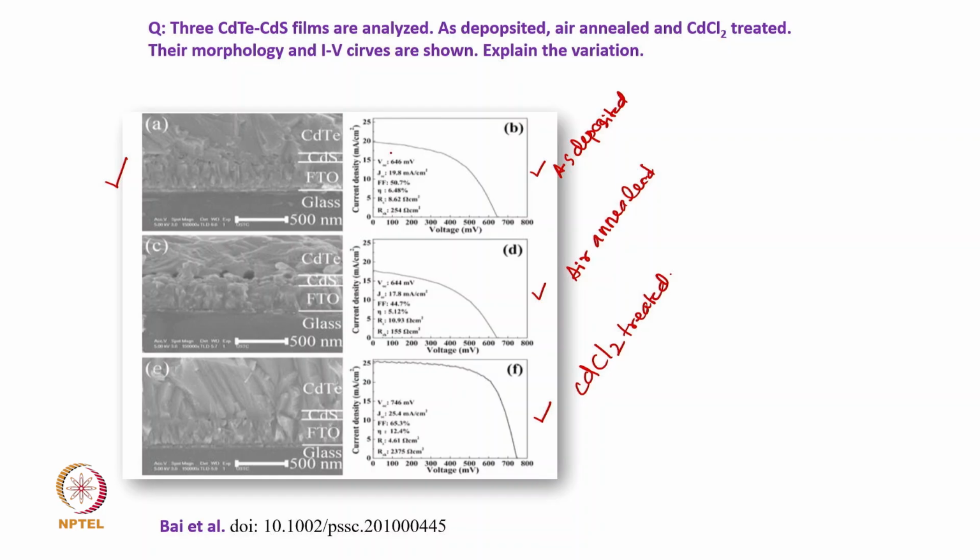So, when we have an as grown CdTe, this is a typical IV curve where you can see from the graph itself the current density is close to 20 milliampere per centimeter square, and the open circuit voltage is around in between 600 to 700 millivolt. Now, when you air anneal it, it deteriorates, the current density is deteriorated, okay, which was approximately 20, it has come to less than 20, from 16, 17 milliampere per centimeter square.